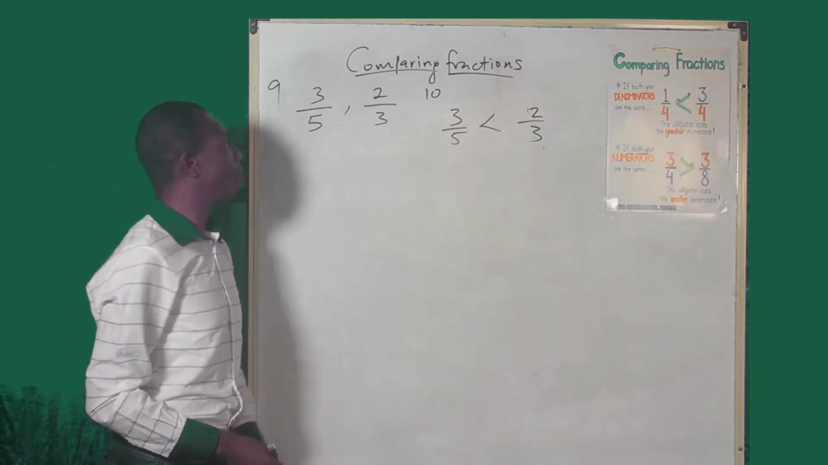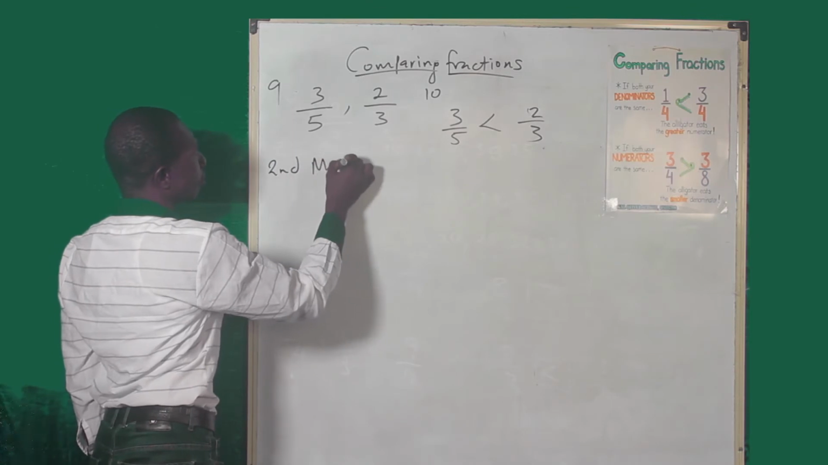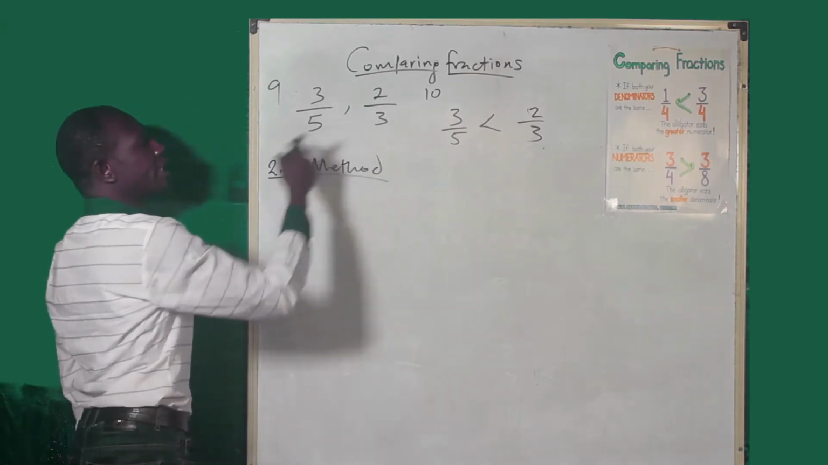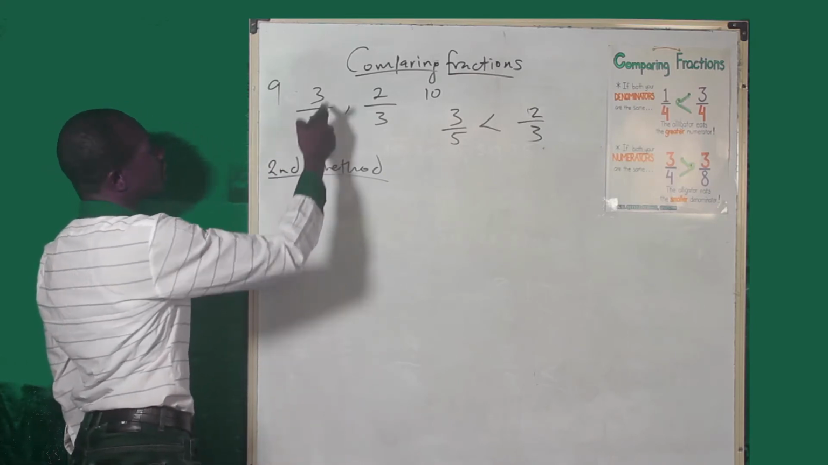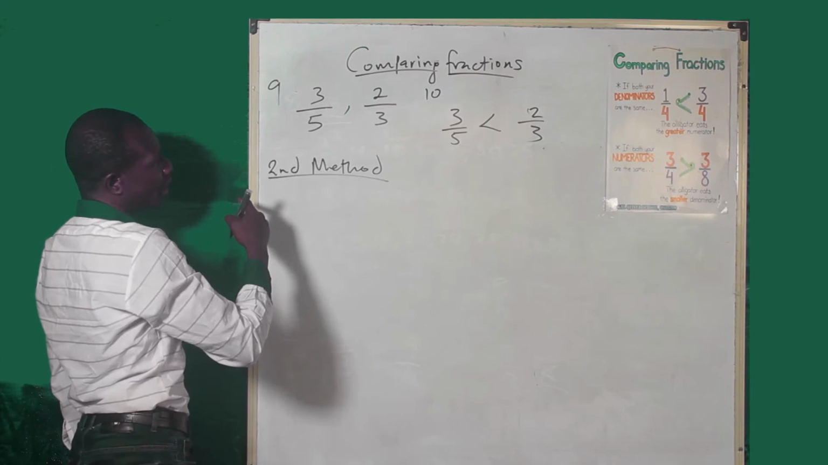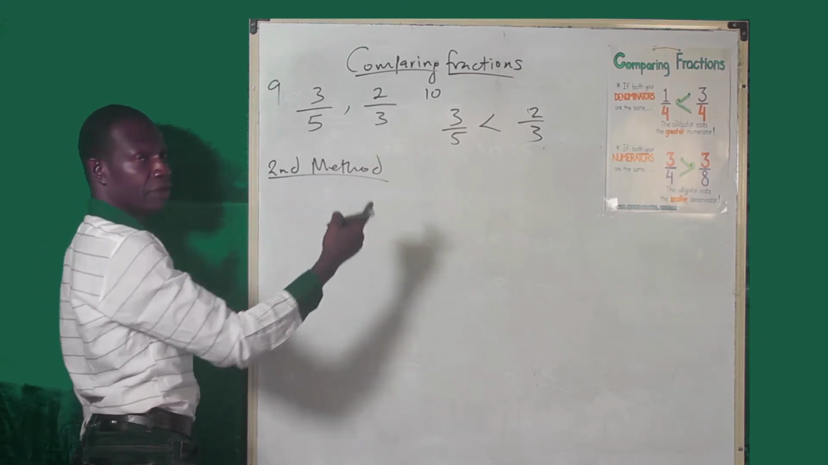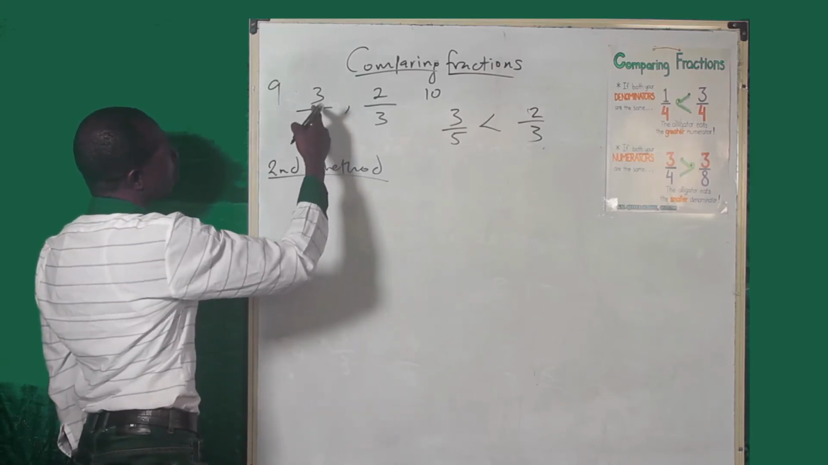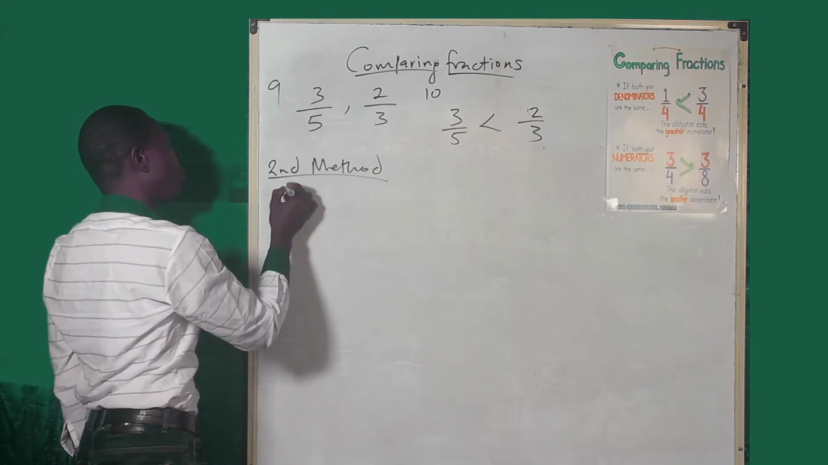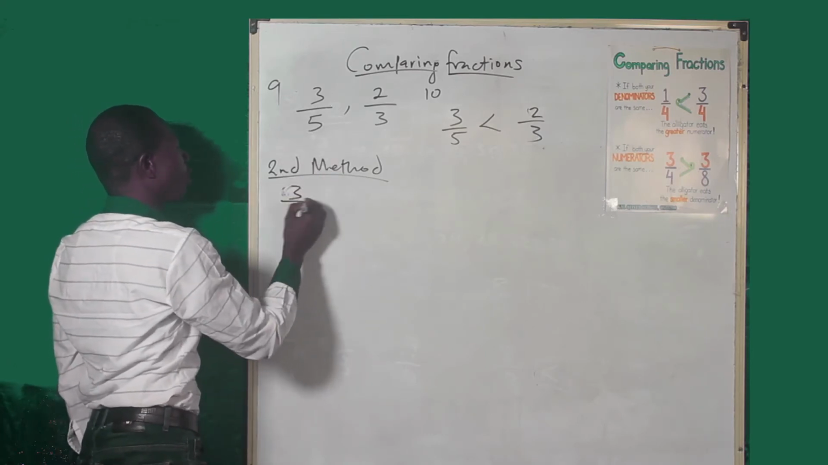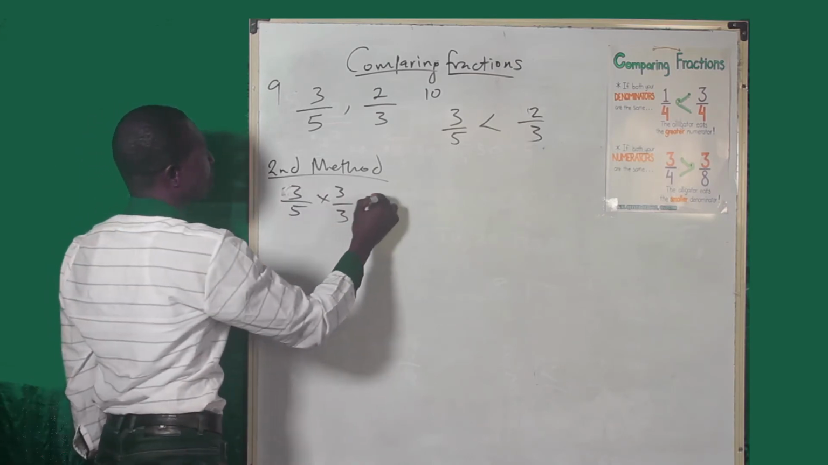Let us confirm by the second method. This is the second method. You make the two denominators equal. What will I multiply by 3 over 5 to give me the lowest common multiple of 5 and 3? The lowest common multiple of 5 and 3 is 15. So, I am going to use 3 to multiply this fraction to have a denominator of 15. So, 3 over 5 multiplied by 3 over 3. Whatever you do to the numerator, you must do to the denominator, remember?